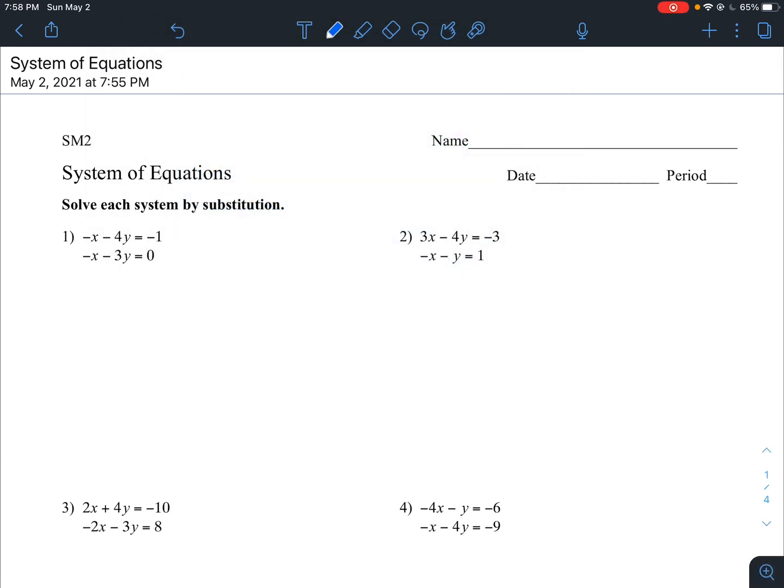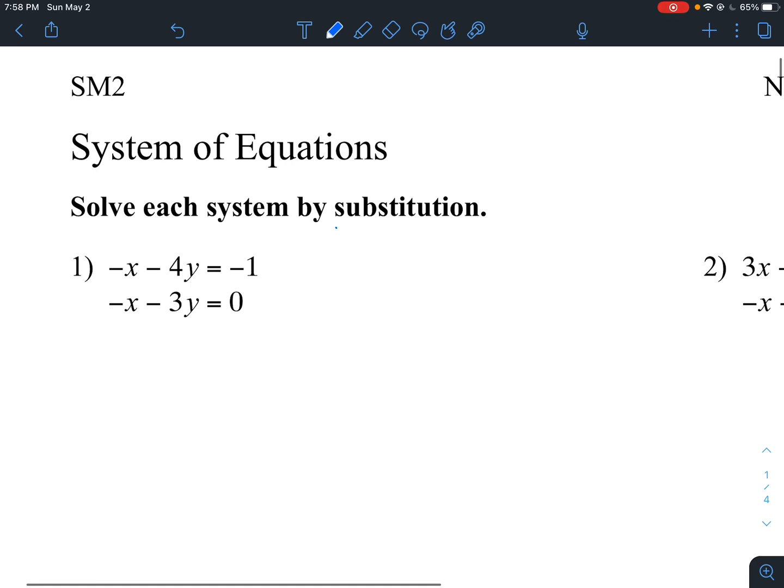And there are different methods for doing it. Hopefully by the end of the year we can talk about an alternative method, but today we're going to focus on the method of substitution. Okay, I'll show you how you do substitution.